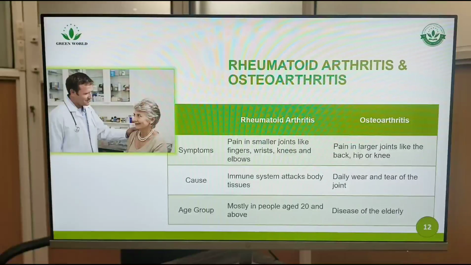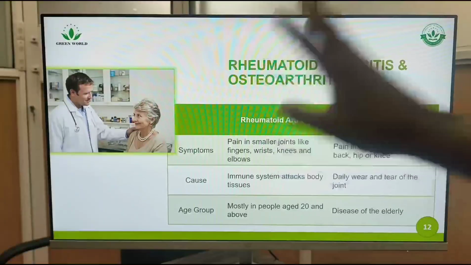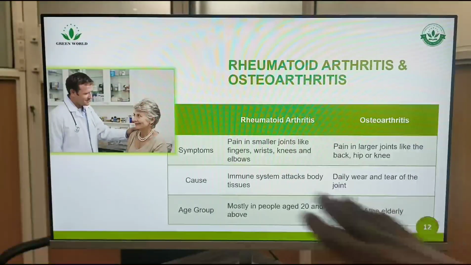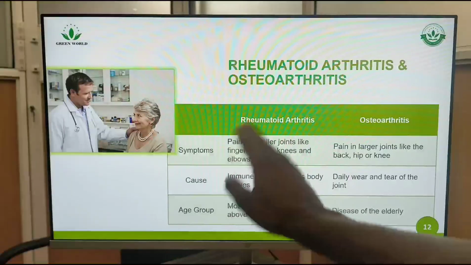Don't just recommend because this person has a disease, and that is where we go wrong. That's why people take a lot of drugs but they don't have any change, because they don't treat the disease from the root cause and they don't identify the root cause of the problem. So rheumatoid arthritis is an autoimmune disease. This one is an autoimmune disease. That's the cause. Immune system attacks the body tissues.